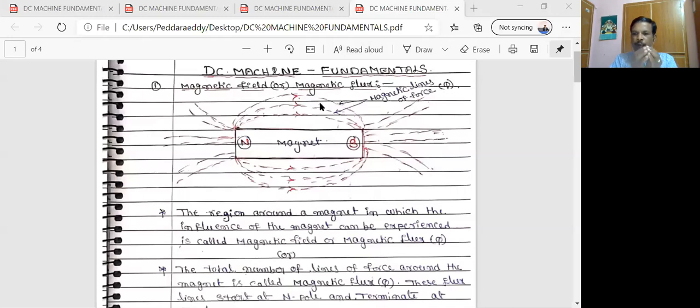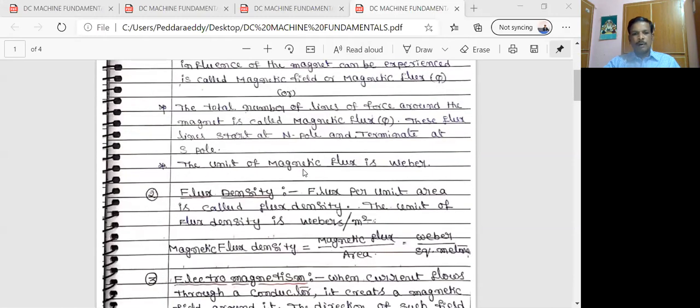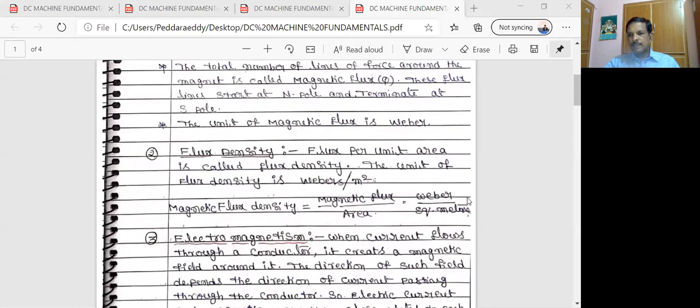So flux per unit area is called flux density. The unit for flux density is Webers per square meter.